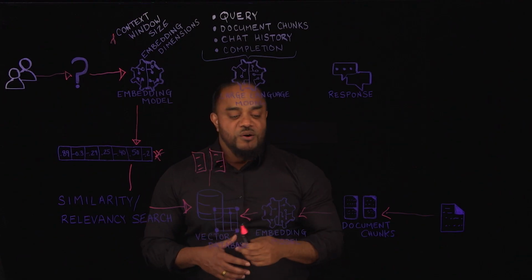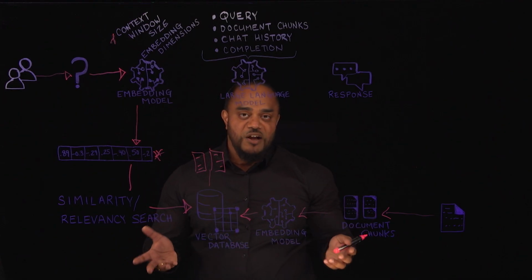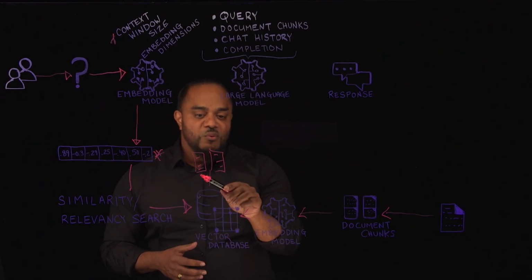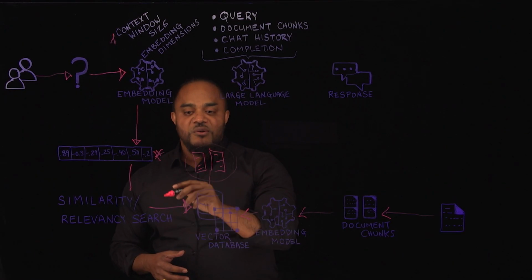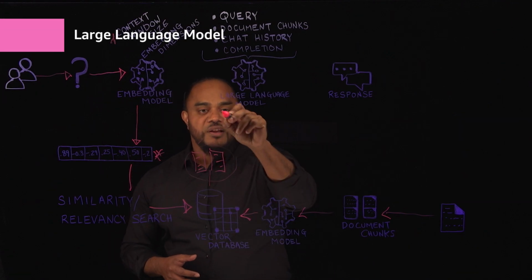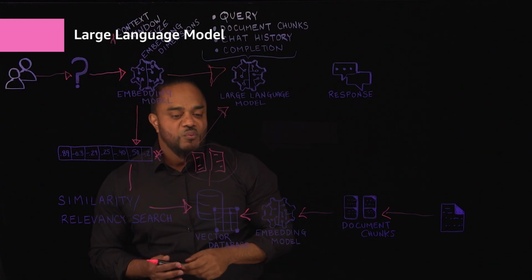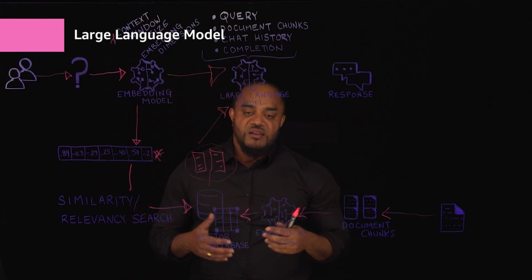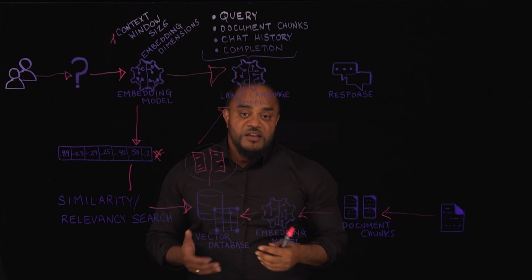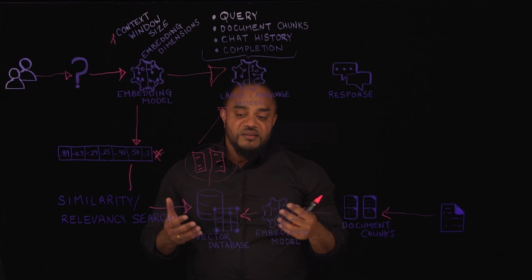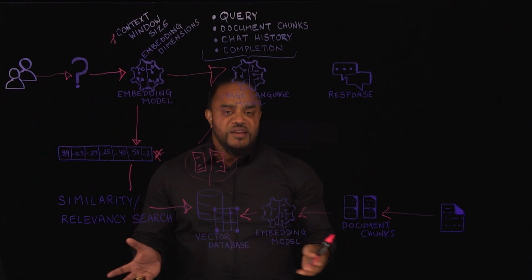Now, let's talk about some considerations in selecting the right large language model. So what will happen is these chunks that were retrieved from the vector database will essentially be sent to a large language model along with our query. And one of the important things to note is a large language model itself has a context window. And so let's say that the large language model has a context window size of 4,000 tokens.